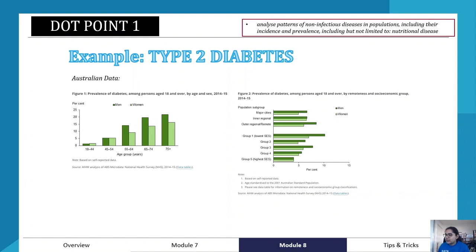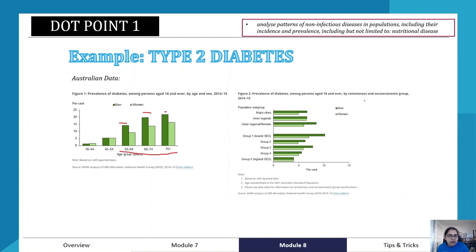Okay, amazing. So, let me come over here. Prevalence of diabetes among persons aged 18 and over by age and sex between 2014 and 2015. We can see that men generally have a higher number of cases, and the number of cases increases once you go over 50. So, 50 plus, the numbers start to increase, and the numbers are higher in men.